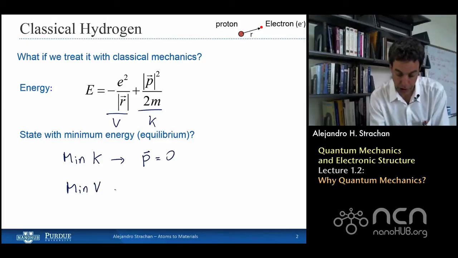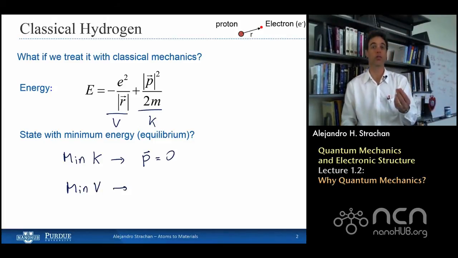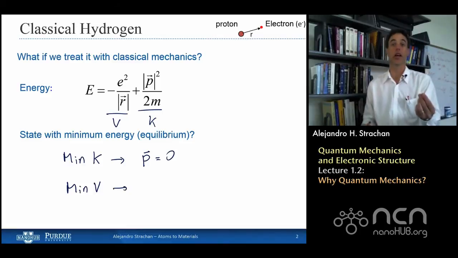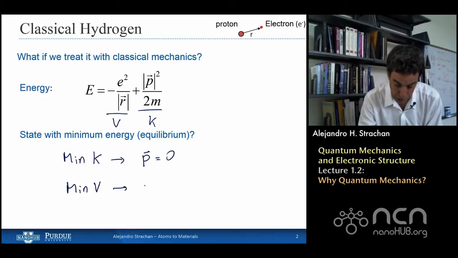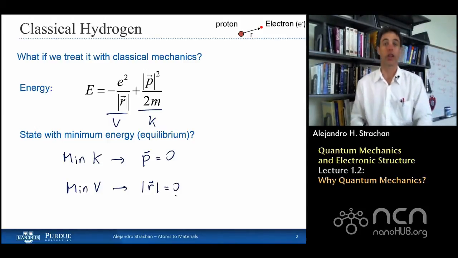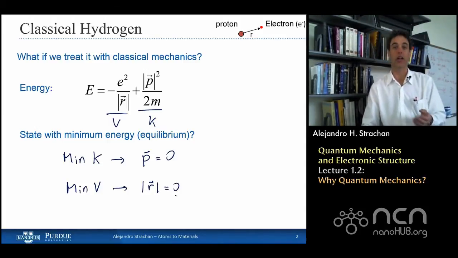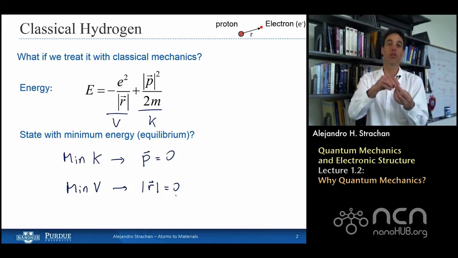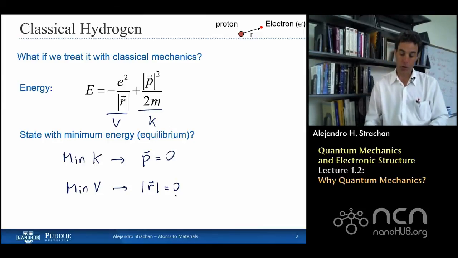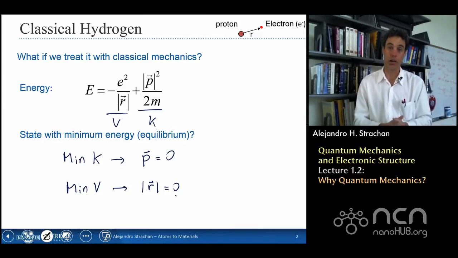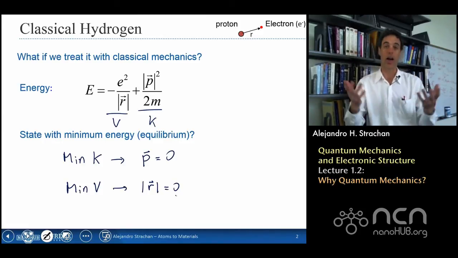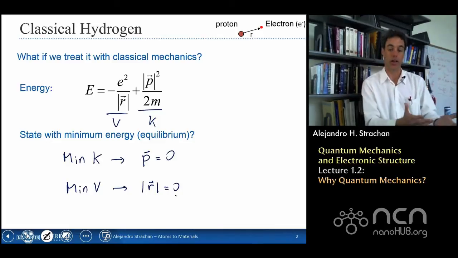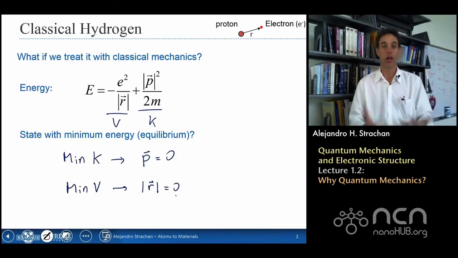So minimizing V, the lowest possible value that this expression can have is negative infinity when the position is zero. Okay? So that means that the classical solution predicts that the electron is going to collapse into the proton and it's not going to be moving there. That's very bad news. It tells us that classical mechanics would predict that the atom collapses into a point, with negative infinity energy. It's not a good description.